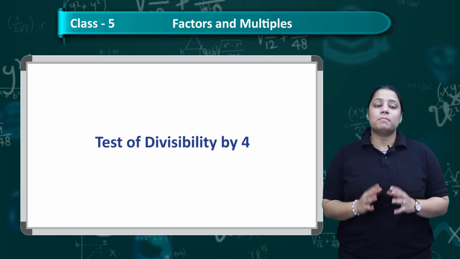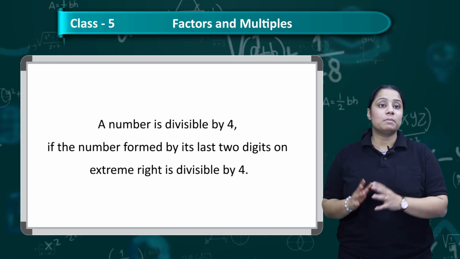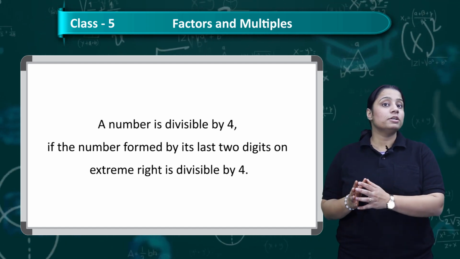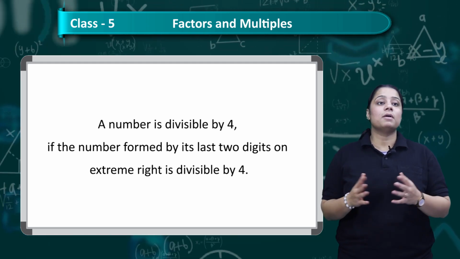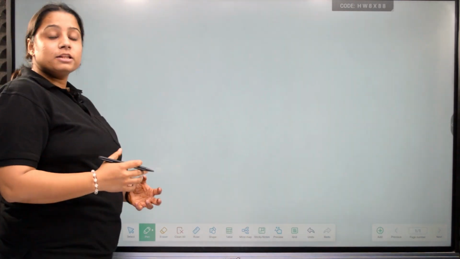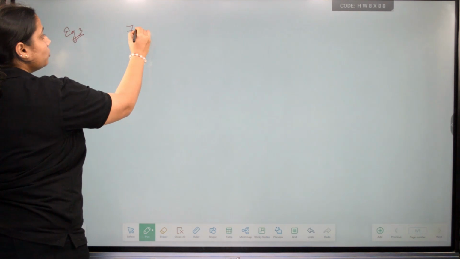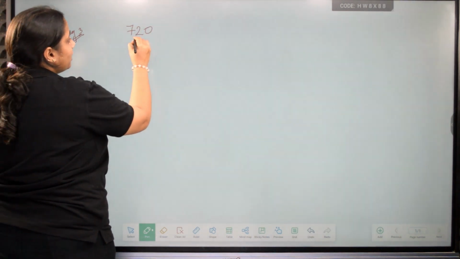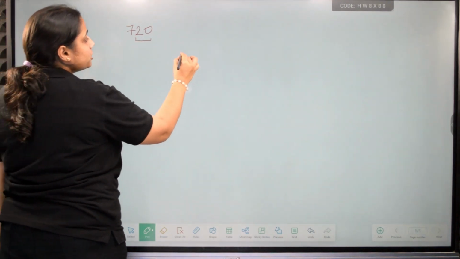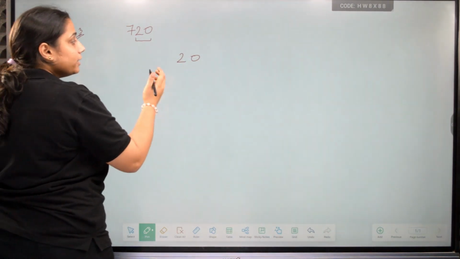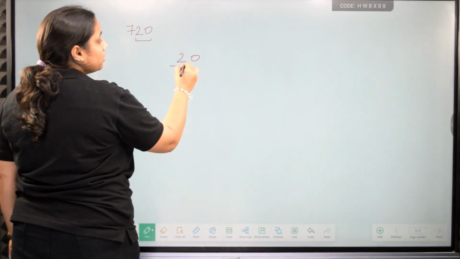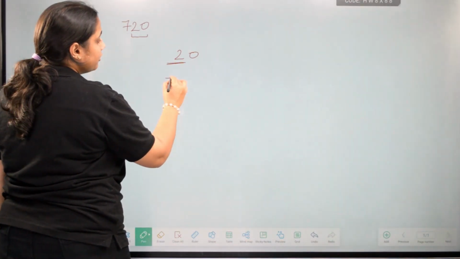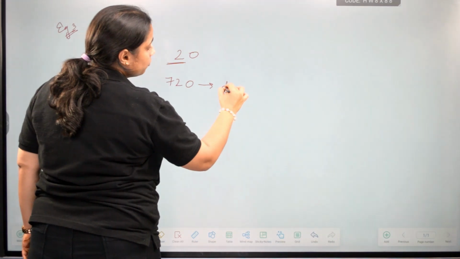Test of divisibility by 4. A number is divisible by 4 if the number formed by its last two digits on its extreme right is divisible by 4. Now we are checking the divisibility by 4 on 720. For checking the divisibility by 4, we'll take the last two digits, which is 20. We can say that 20 is divisible by 4 because it is a multiple of 4, so we can say that 720 is also divisible by 4.